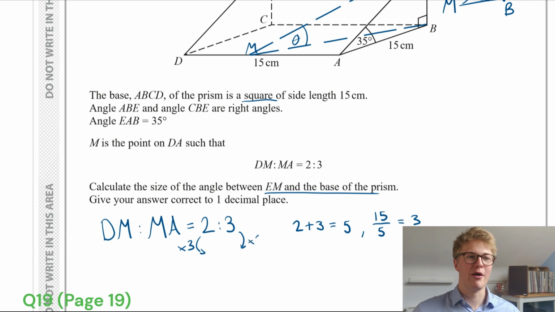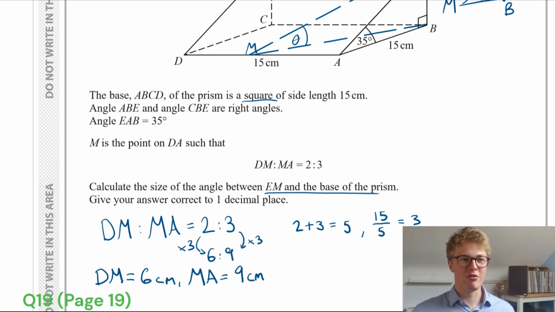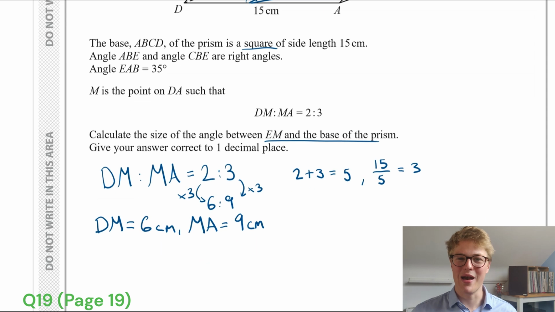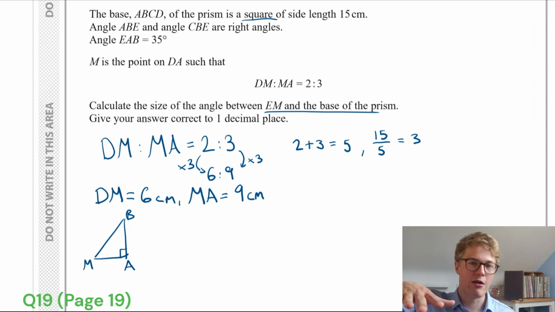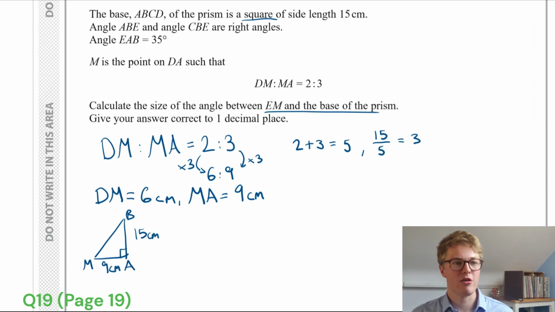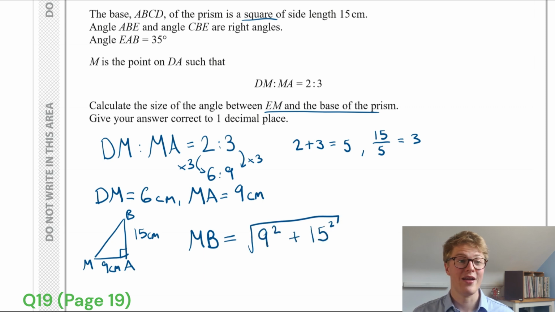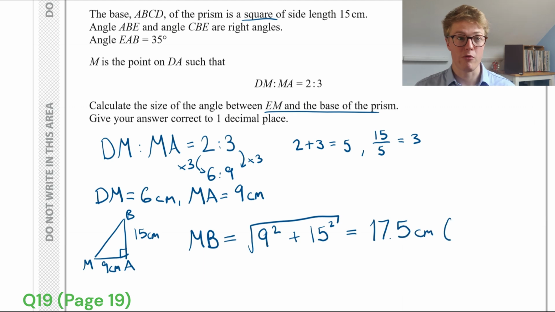So we know that we need to multiply by 3 to get the true lengths of DM and MA. We end up with 6 and 9, so we know DM is 6 centimeters and MA is 9 centimeters. The triangle MAB, which you can think of as looking top down on the triangular prism, is going to have a base of 9 centimeters of MA, and AB is 15 centimeters. So to find MB, we use Pythagoras' theorem, and we end up with 9 squared plus 15 squared, all square rooted, which is 17.5 centimeters.